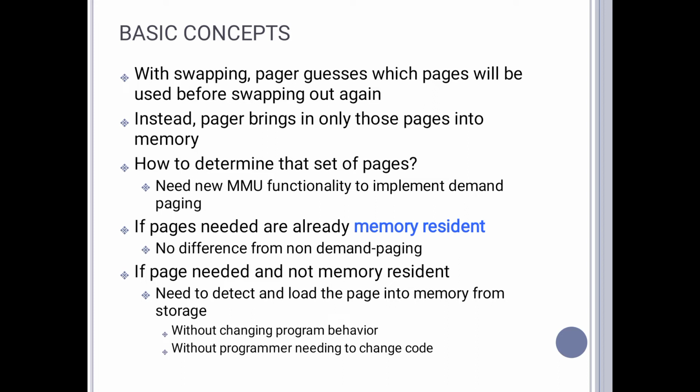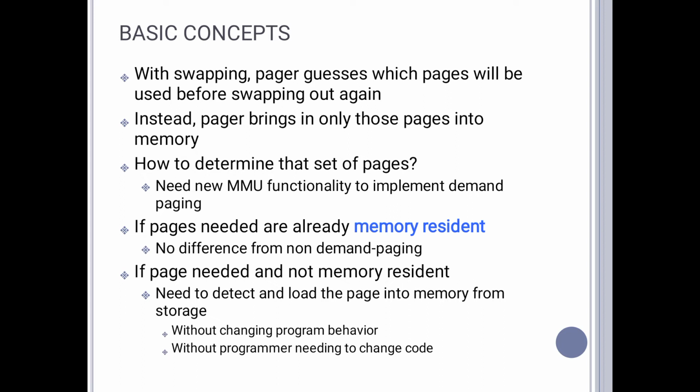With this scheme, we need some hardware support to distinguish between the pages that are in memory and pages that are on the disk. The valid or invalid bit scheme described earlier can be used for this purpose. This time, however, when this bit is set to valid, the associated page is both legal and in memory.